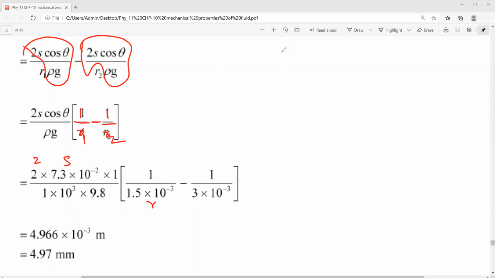This is the R1 and this is the R2 value, and this is the rho value and this is the g value. After calculating, we got 4.97 millimeters. Got this one?